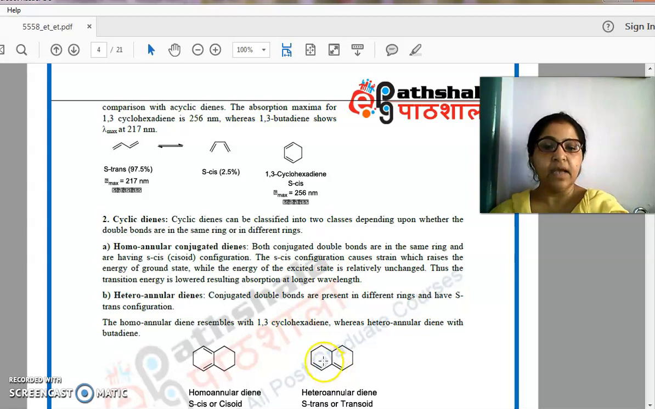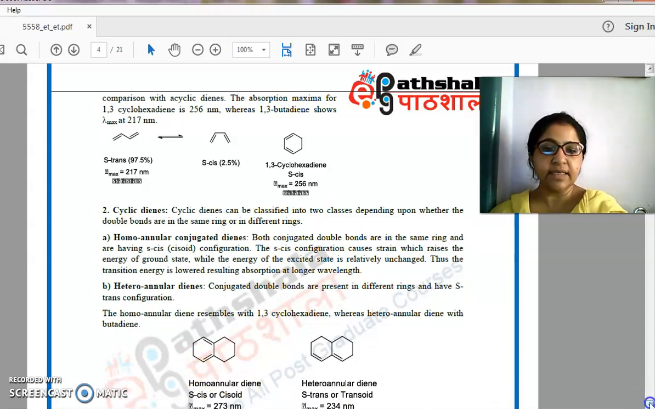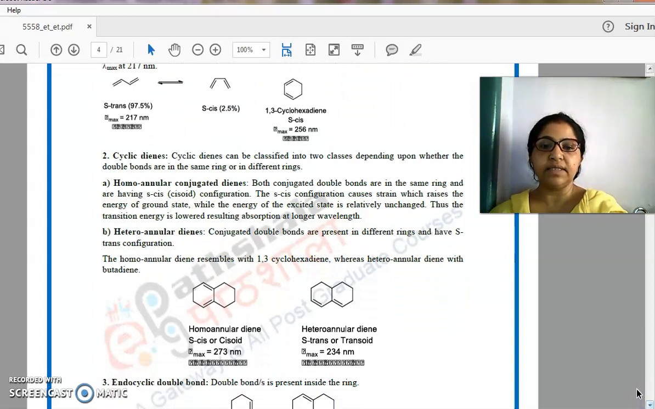This is a diene, but these two double bonds are lying in two different rings. So it is called heteroannular, and you can understand this one. Homoannular will definitely have to be cis, and heteroannular is definitely trans. But see, the base value has changed.